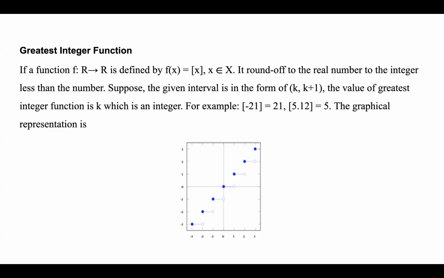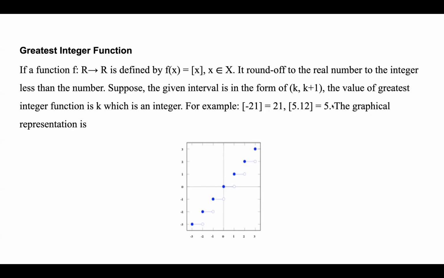Suppose the given interval is in the form of k and k plus 1. The value of the greatest integer function is k, which is an integer. K is the constant that we know. For example, for -21, we can write it like 21. For 5.12, we can write it like 5.